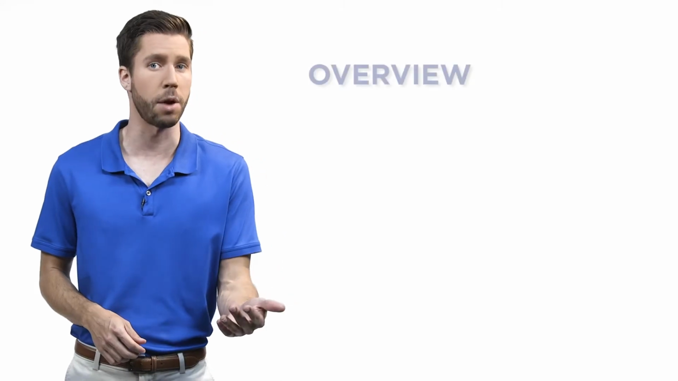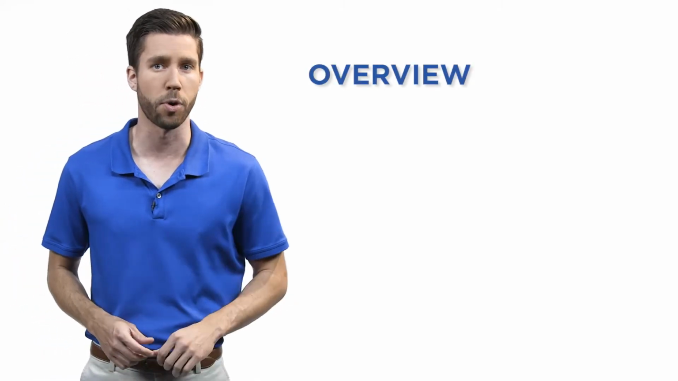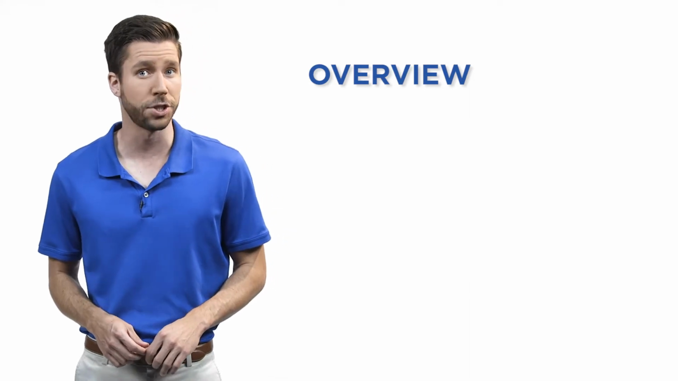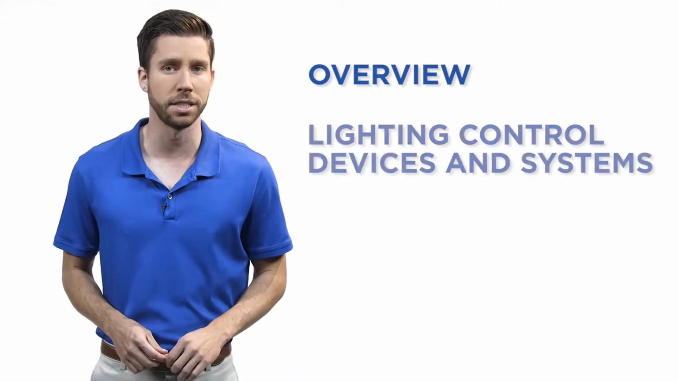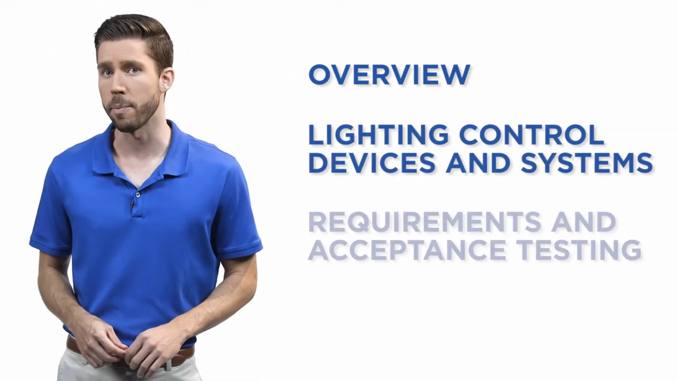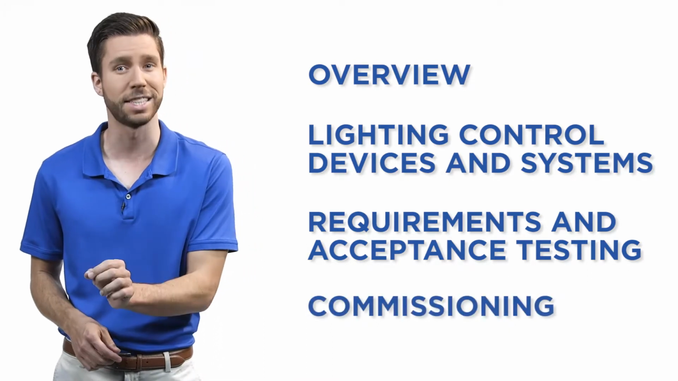In this module, we'll provide an overview of requirements pertaining to both the energy efficiency standards, or Title 24 Part 6, and the appliance efficiency regulations, or Title 20, lighting control devices and systems, compliance requirements and acceptance testing. We will also discuss the commissioning process.